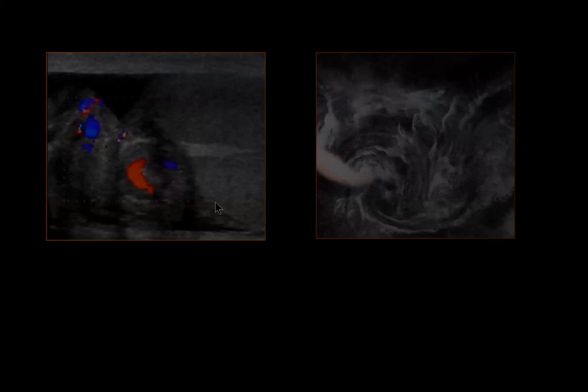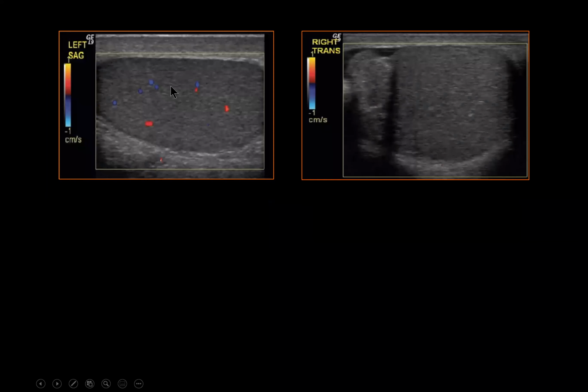And here is a comparison between the normal left testis and the torsed right testis. It is usually better to compare the two testes when you suspect torsion. Here you can see there is blood flow, and here there is no blood flow with the use of color Doppler. But make sure that the same color Doppler settings are used in both testes.